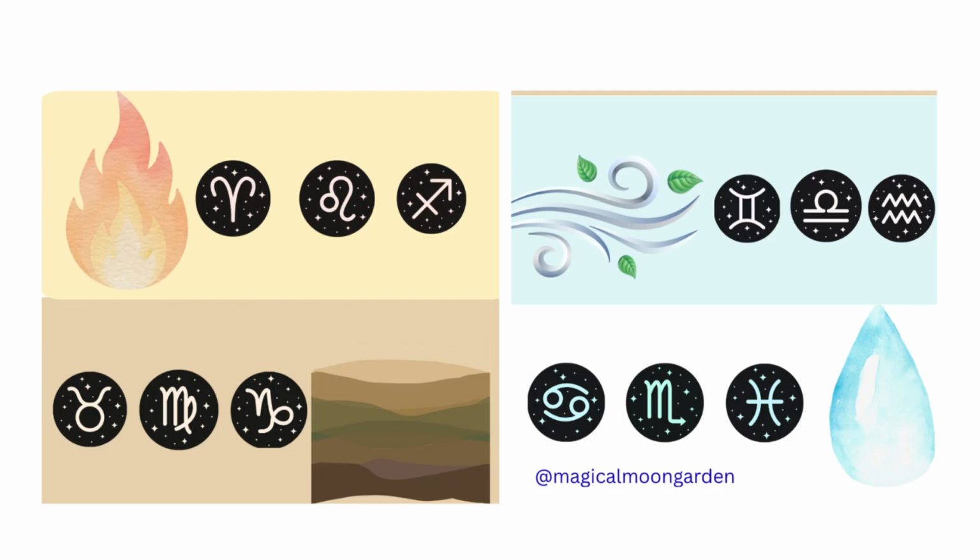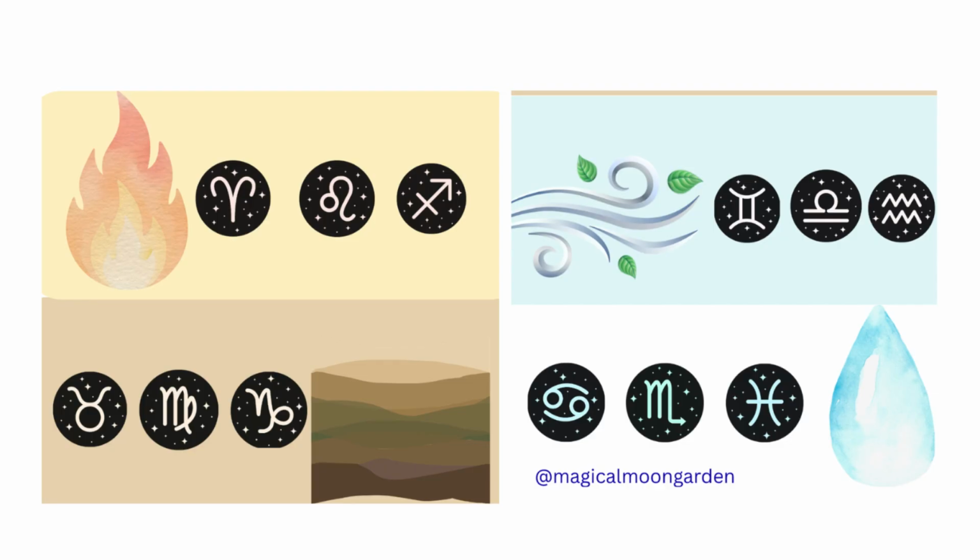Every sign is associated with an element, and it's called triplicities. There are three signs to each of the four elements. So the elements in this order are fire, earth, air, and water. And that's how it goes through the zodiac.